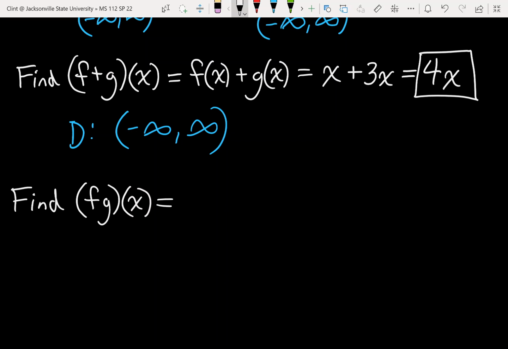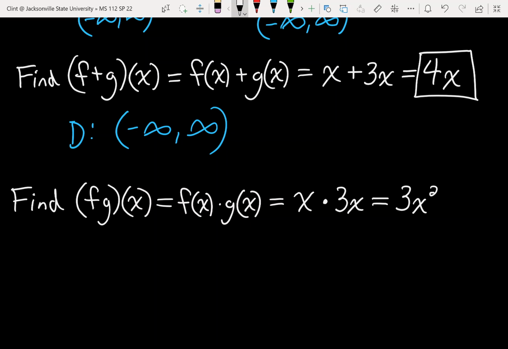Again, you don't have to write this step down every time, but our rule says that's just f of x times g of x. F of x is just x times g of x is 3x. So if we multiply those, x times 3x, what are we going to get? 3x squared. So there's our new function.